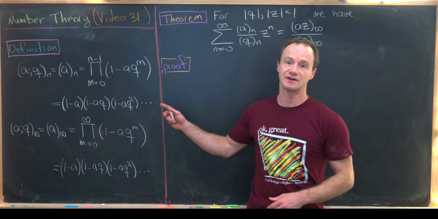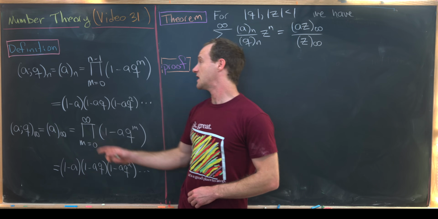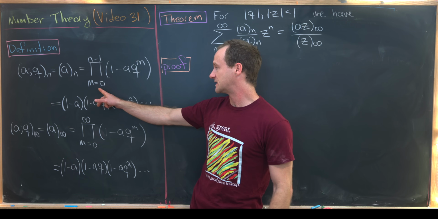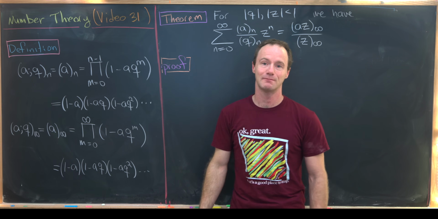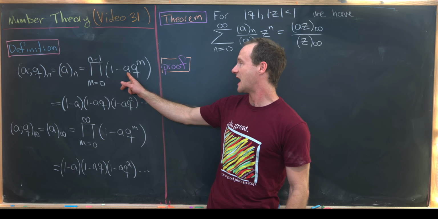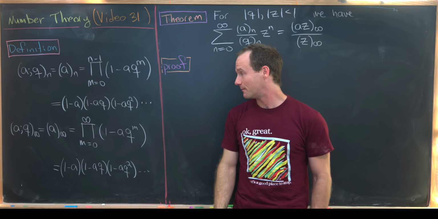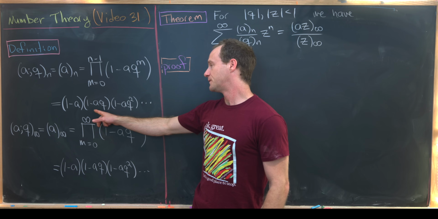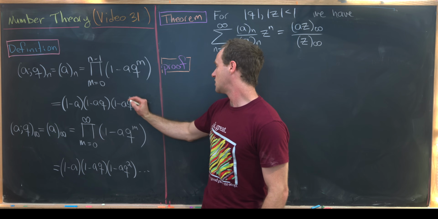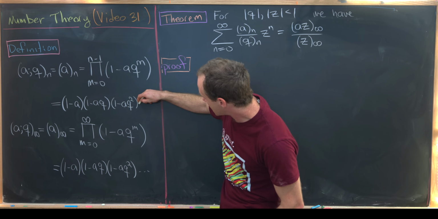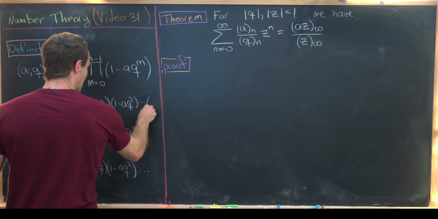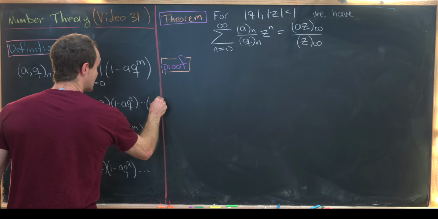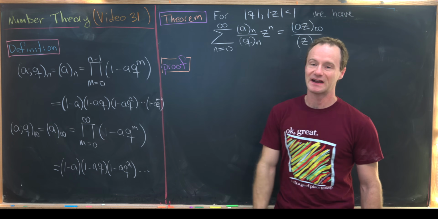And so this is the definition of the Pochhammer symbol (a;q)_n, which is sometimes just abbreviated (a)_n. And that's going to be the product as m goes from 0 to n minus 1 of 1 minus a times q to the m. So that expands out as (1 - a) times (1 - aq) times (1 - aq^2), and that finishes with (1 - aq^(n-1)). So that's a finite product.